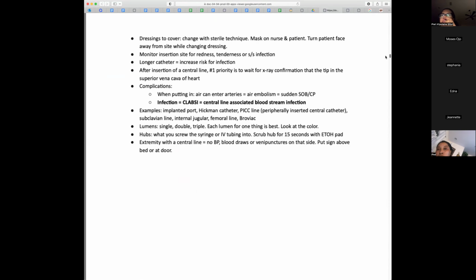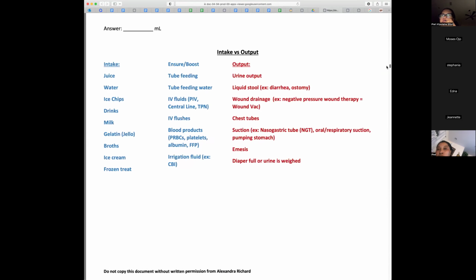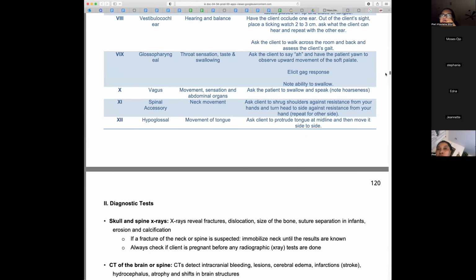And I'm using a different PDF viewer, so it's a little weird. Okay.